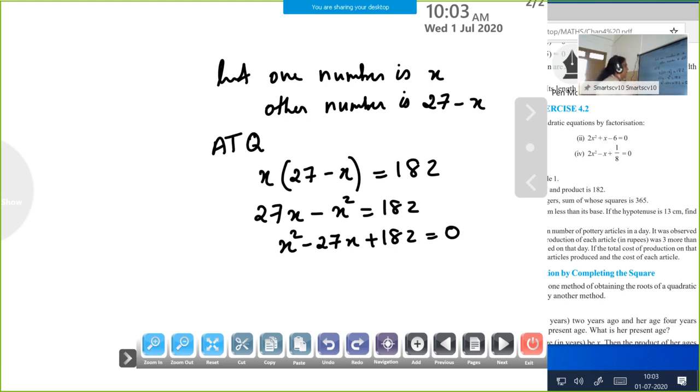We formed the quadratic equation: given that the sum of two numbers is equal to 27 and their product is 182, we take the first number x and the other number 27 minus x. Clear? Then the product x into 27 minus x is equal to 182. Open the bracket.